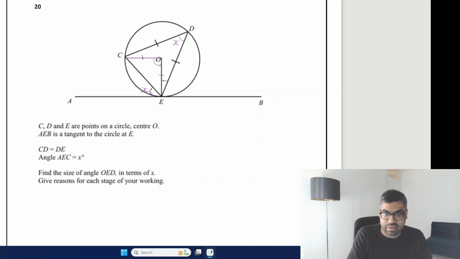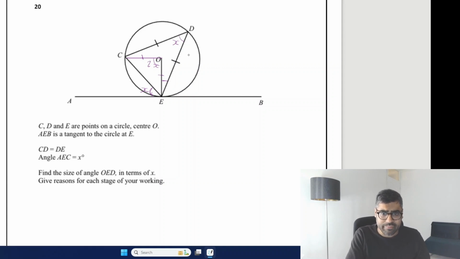The angle at the center is twice the angle at the circumference, which means this must be 2x. And now I think we have enough information to work out this question. Now, maybe not everything I've done is going to be needed. There are many ways with circle theorems that you can get to the answer, but I think I've got enough information now to work out angle OED.